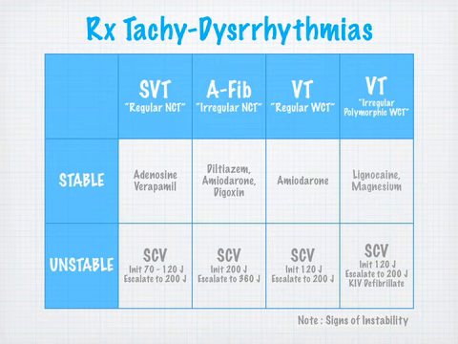Note the big difference between stable, which is treated by drugs, and unstable, which is treated primarily by synchronized cardioversion, is the signs of instability, which are low blood pressure, altered mental state, signs of heart failure, chest pain, and breathlessness.